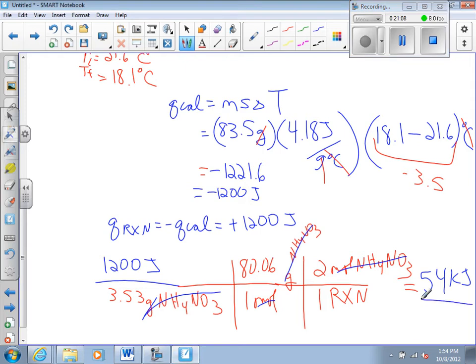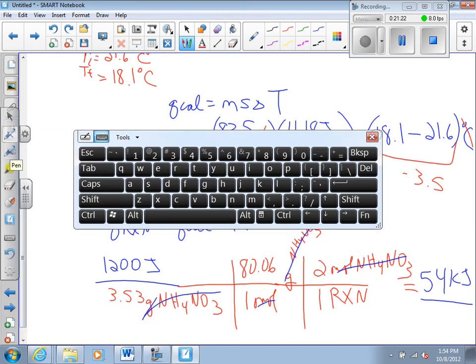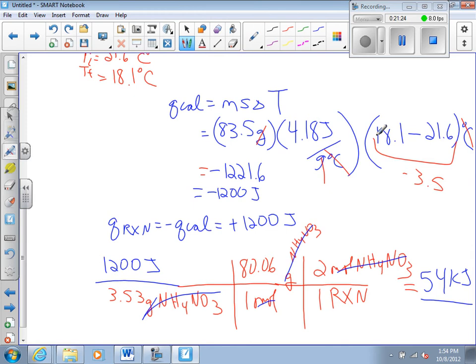Now I actually had 54,390 joules. But I didn't want to write all those zeros, so I just converted it to kilojoules. And I could only keep 2 sig figs because, whoa, not because of that. Because of this number right here, I could only keep 2 sig figs. So my final answer has 2 sig figs.